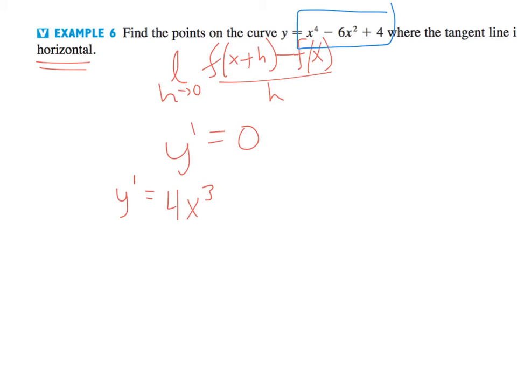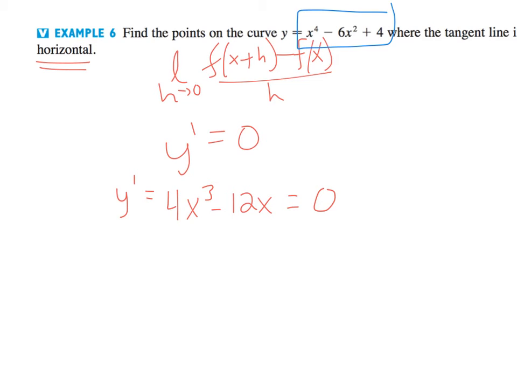The derivative of negative 6x squared would become minus 12x. And of course the derivative of a constant is 0. So this is our derivative of y. What do we want to do with that? Well, we want to find all values when it's horizontal. So when that slope is 0, let's solve for x.